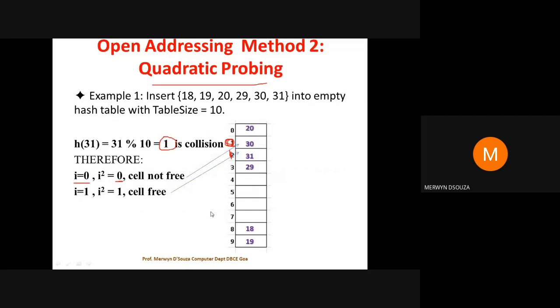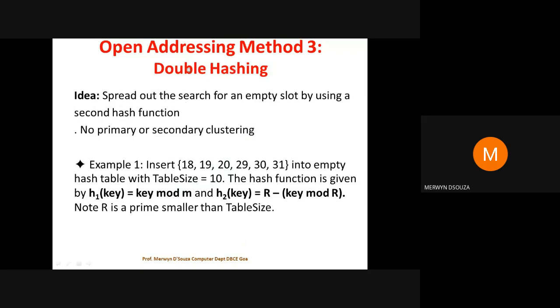Okay, so I hope you got what is quadratic probing. Going to the next method, double hashing. So this is the third method of open addressing. Basically what we are doing is we are using two hash functions. Double hashing means two hash functions.